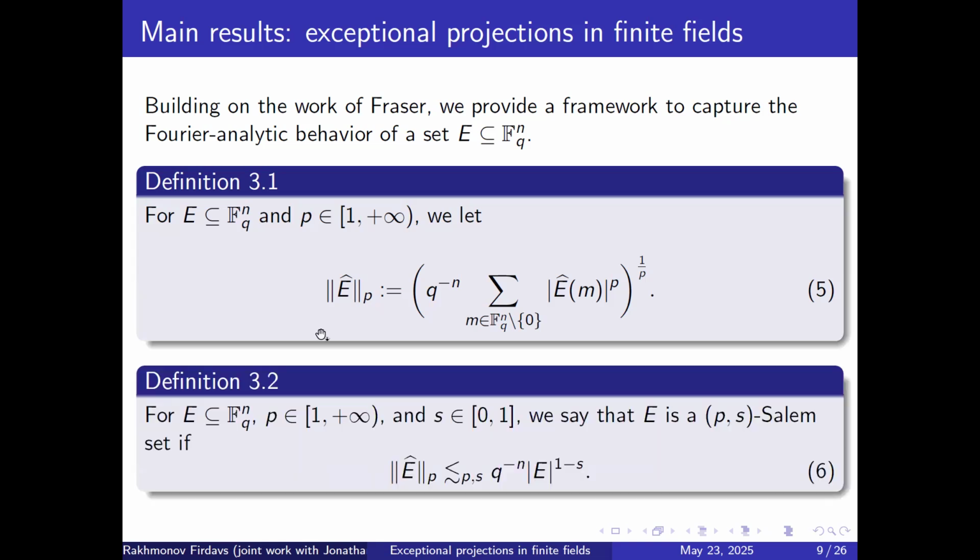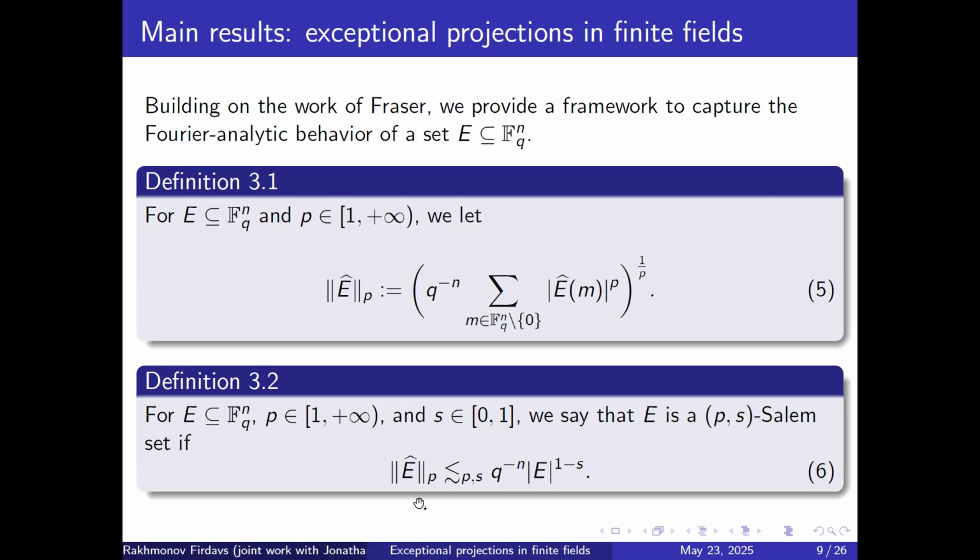Jonathan already mentioned the motivation of the notion of PS Salem set, so I'm not going to do it. I'll give just the definition. Once we have a subset of F_q^n and two parameters, P and S, we say that E is a PS Salem set when the P norm of the Fourier transform has this decay.